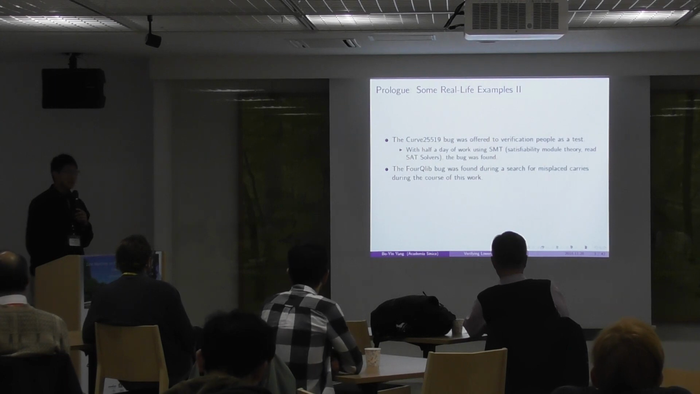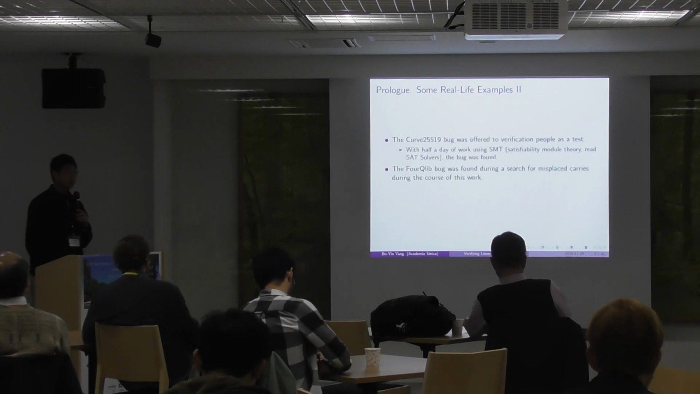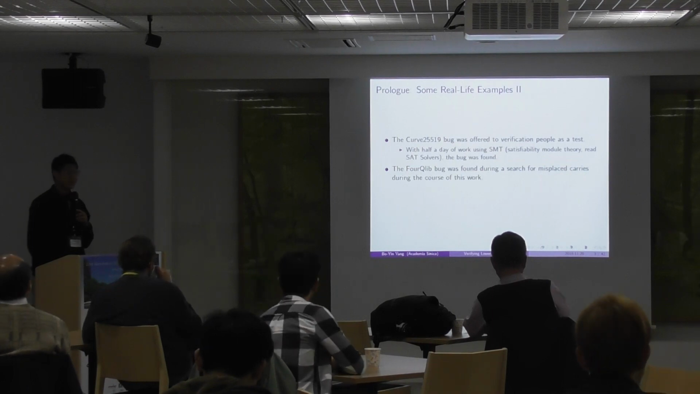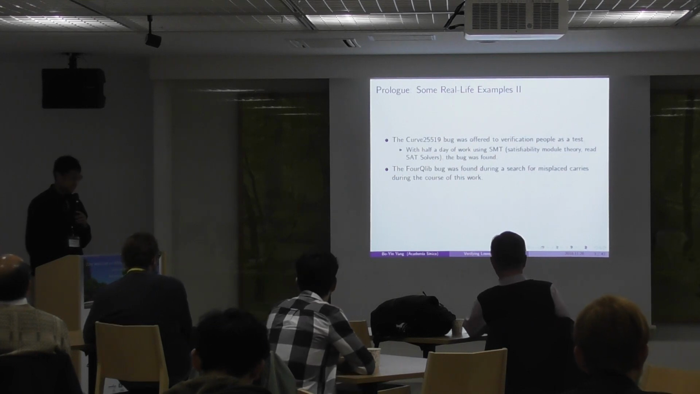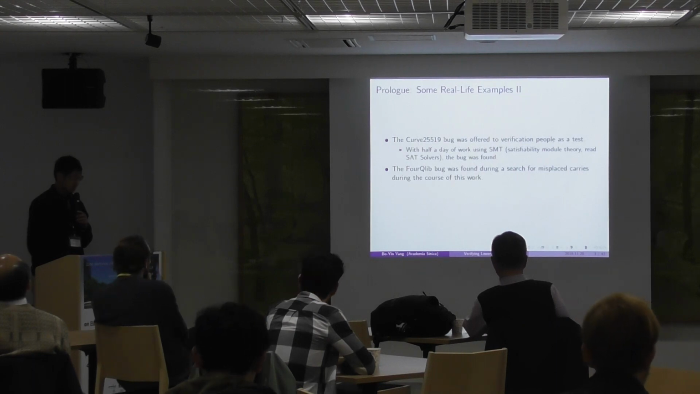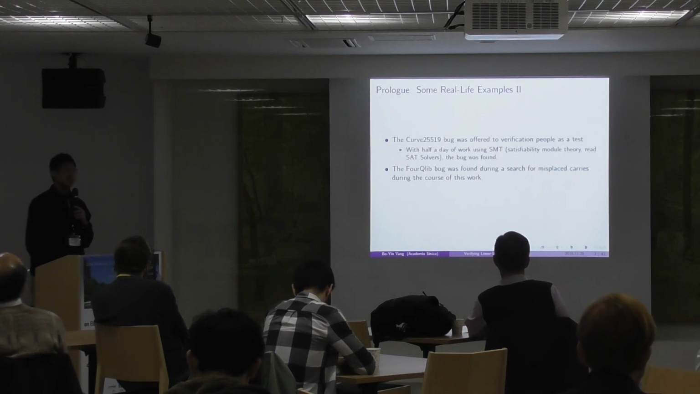To tell you how verification affects this, the Curve25519 bug was offered to verification people as a test, and it was found in half a day using satisfiability modulo theories, which means SAT solvers, and the bug was found. The FourQlib bug was found during a search for misplaced carries during the course of this work. So verification does make a difference in the correctness of cryptographic software.